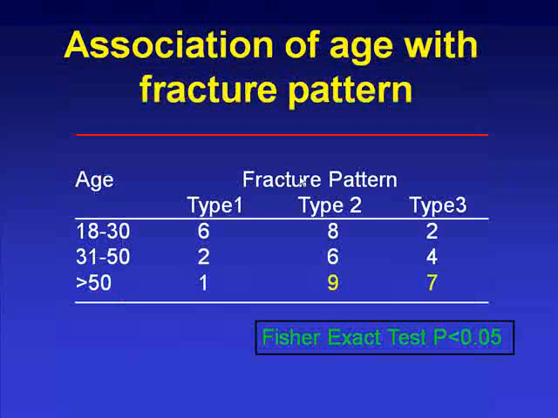And since both age and fracture pattern contribute to the worse outcome observed in the surgery group, we wondered if there is any association between age and fracture pattern. We found that younger patients have a tendency to sustain type 1 fracture, whereas older patients have a tendency to have type 3 fracture, whereas type 2 fracture has an even distribution in all age groups.